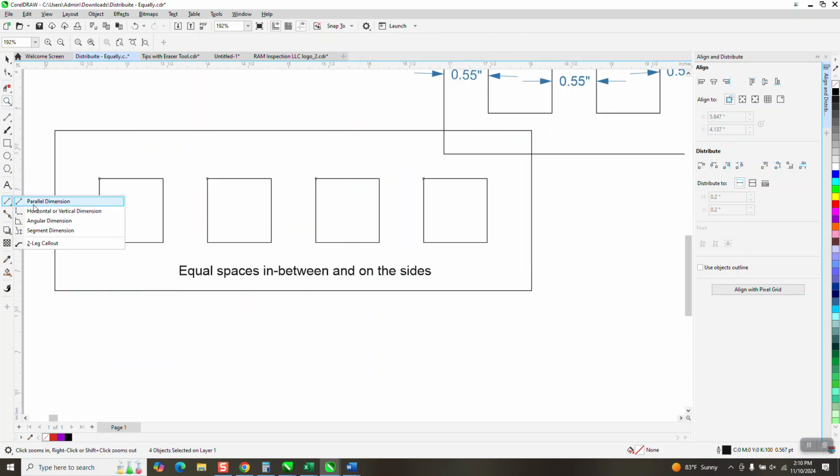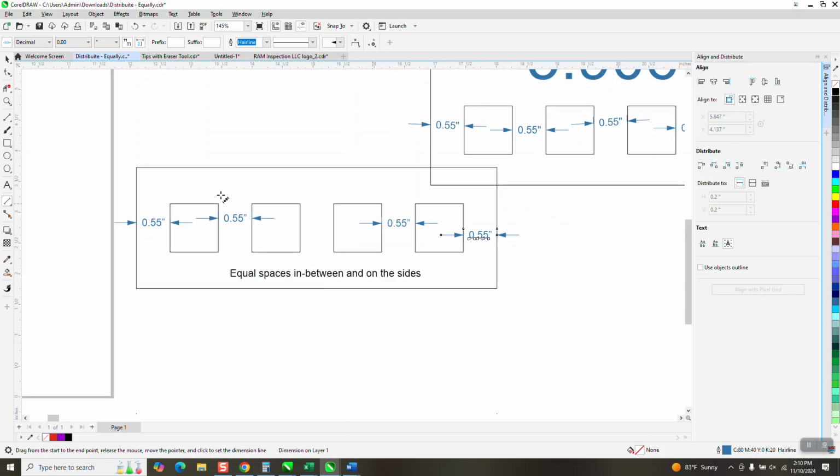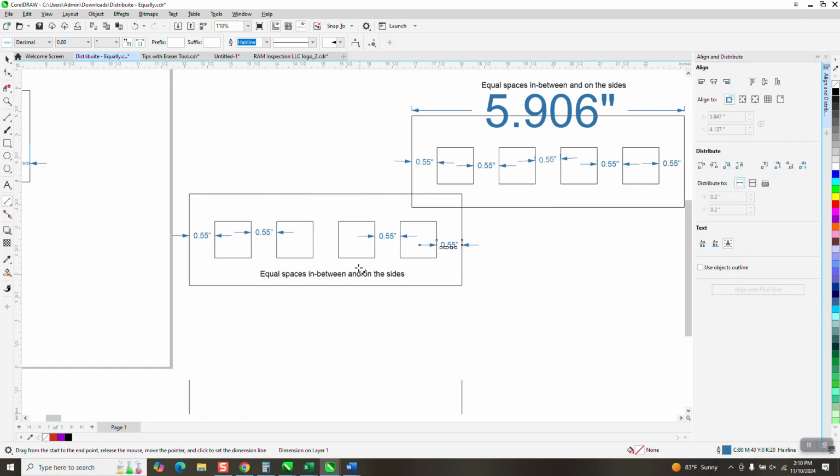And if we get our parallel dimension tool, we're at 0.55, 0.55, 0.55. I'm almost embarrassed I didn't think about this earlier. But a lot of people wouldn't think about making an object, because the box can't be an object, so make another object equal to the box.